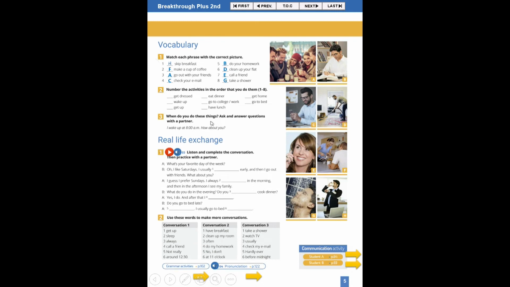Right. So, if you have a partner with you, I'd like you to ask your partner these questions. When do you do these things? Or if you don't have a partner, just answer them for yourself. I want you to try. There's eight of them. I want you to ask each other questions for each of these eight examples here.